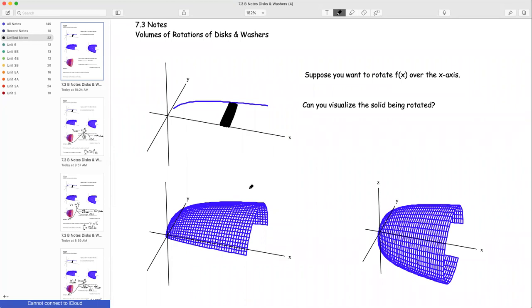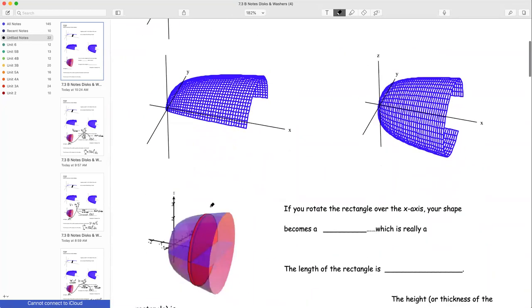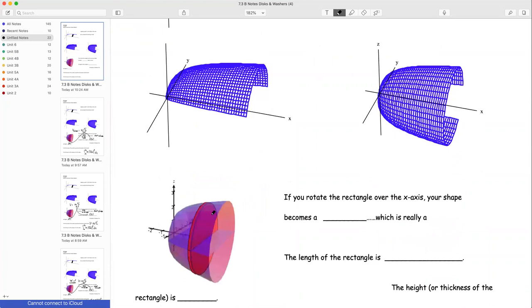Okay, and so you can see that if you look at the notes here, this red shape right here is a very thin or short cylinder. Okay, so if you rotate the rectangle over the x-axis, your shape becomes a disc on its side, which is really a short cylinder.